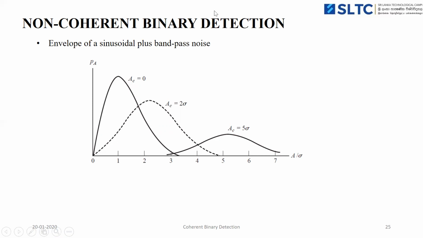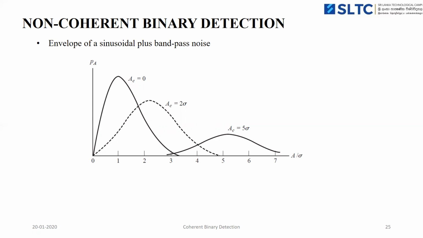So in this session, we studied coherent binary detection and non-coherent binary detection. In coherent binary detection, at the receiver we use information about the carrier phase and the carrier frequency for detection of the message bit. There are three types of coherent binary detection: coherent OOK, coherent BPSK, and coherent FSK.